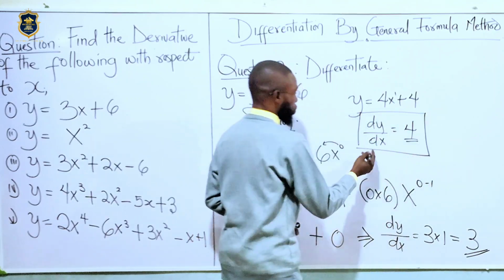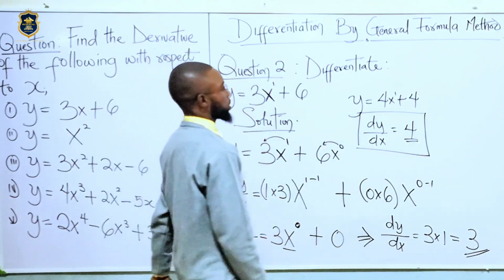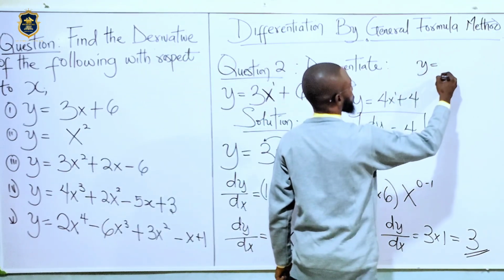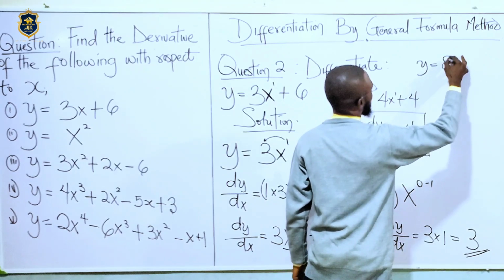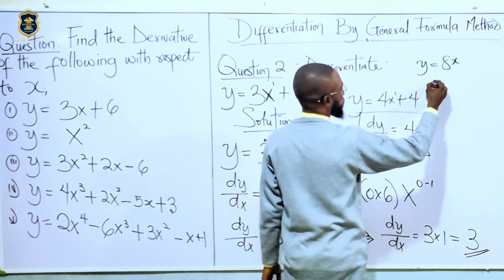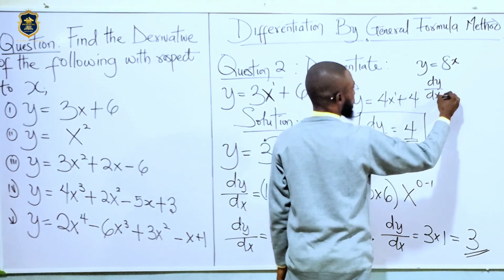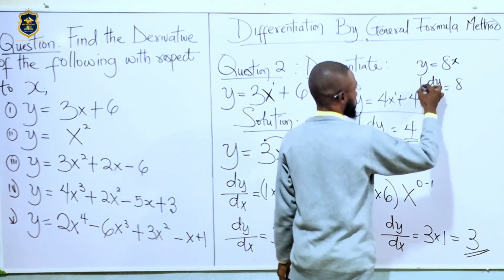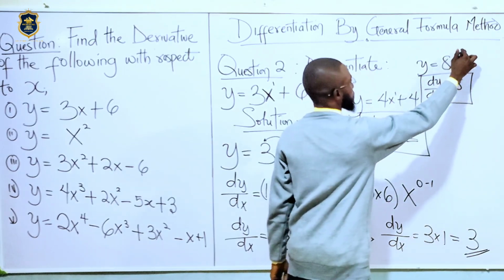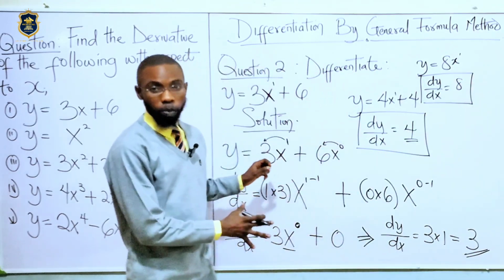So knowing this now, by following this step, if I say y is equal to, let's say, 8x, and we're asked to find dy/dx, you should know that the answer is 8. Very simple, because it just has a single term. I hope this is clear.